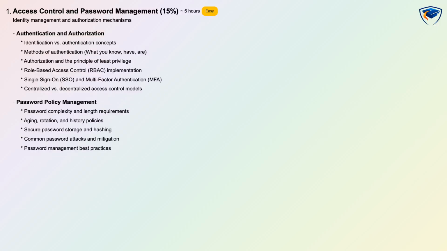Access control and password management carries 15% and is rated easy with about 5 hours of study recommended. You will learn identification versus authentication, methods like knowledge, possession and biometric factors, and authorization principles including least privilege and role-based access control. Practical topics include single sign-on, multi-factor authentication, centralized versus decentralized models, and password policy essentials like complexity, rotation, secure hashing, and defenses against common attacks. Expect conceptual questions and scenario-based tasks that test applied identity management and authorization mechanisms.